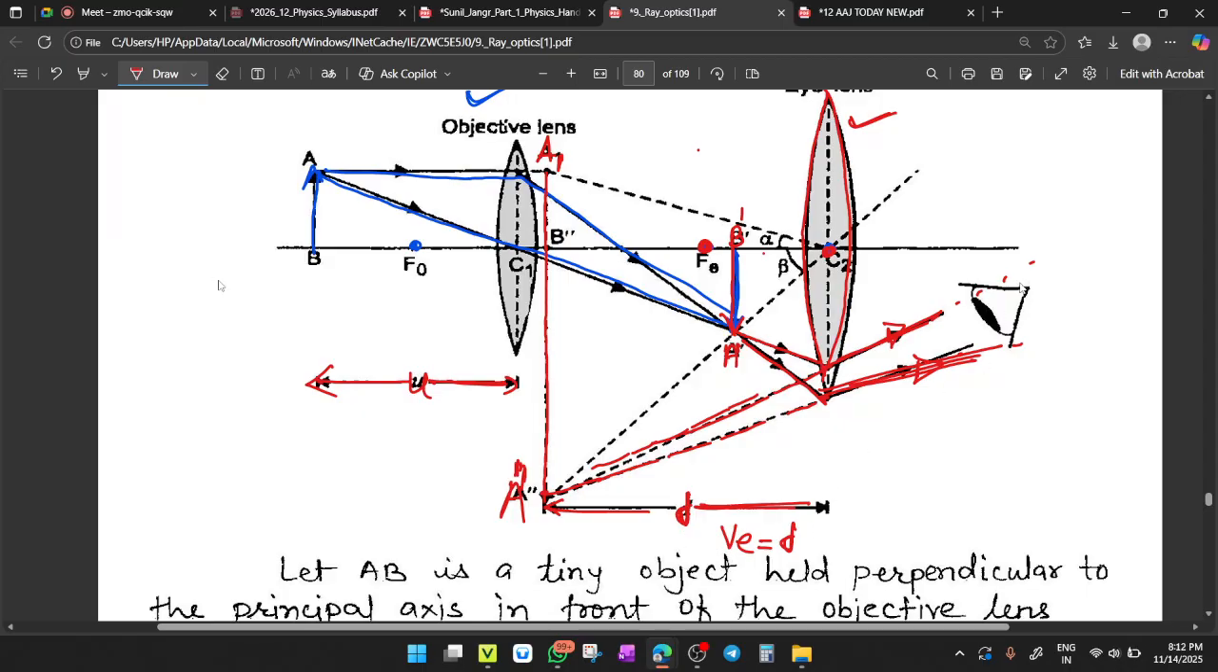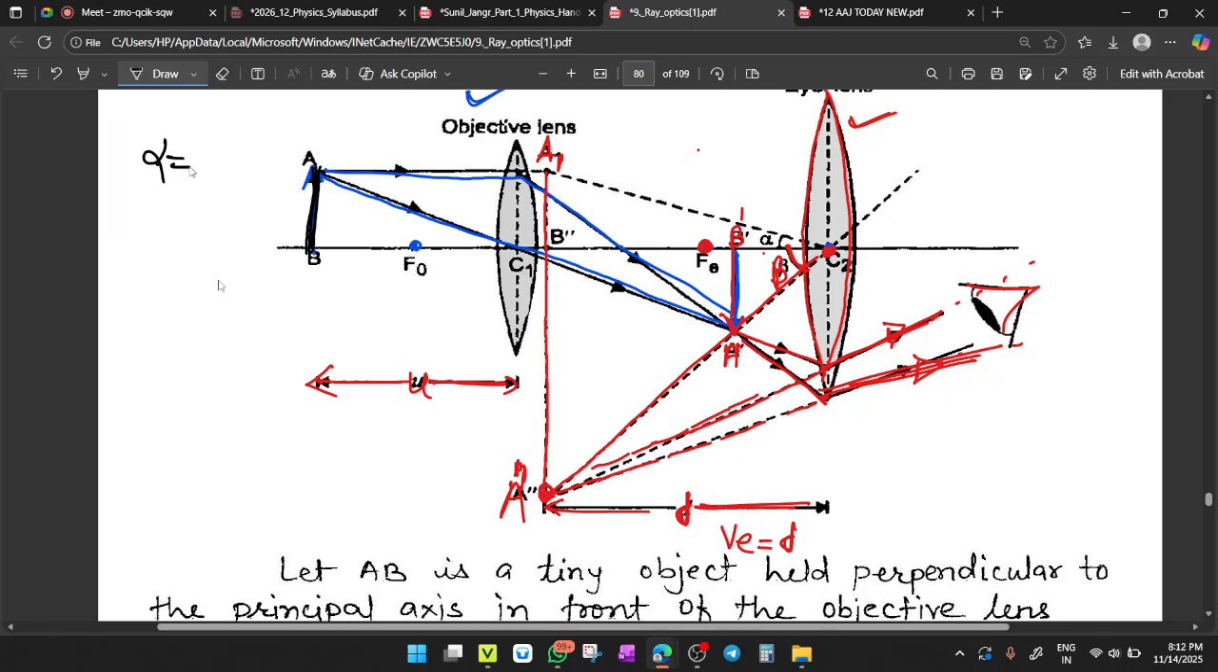Clear? Now take the angles. What is the angle of vision for the image? So this is your final image, A dash, making an angle beta. Extend it backwards, and this is your angle beta. Clear or not? Where is alpha? What is alpha? Alpha is the angle made by the object. So here it is your object. Yes or no?